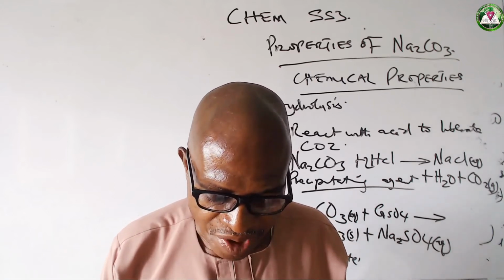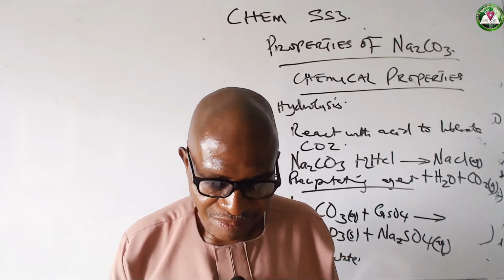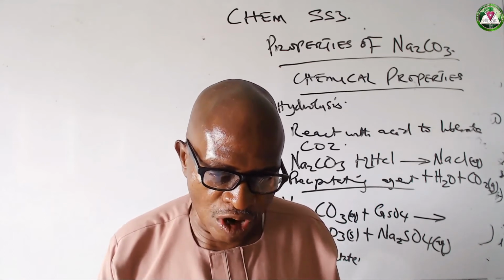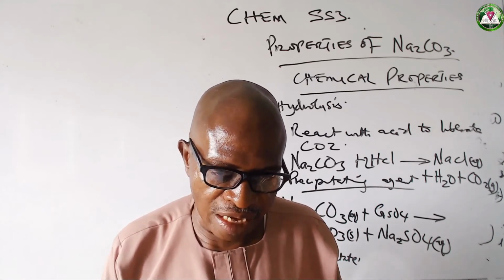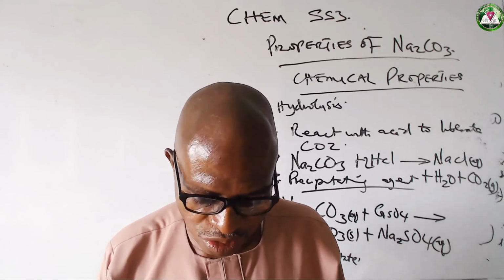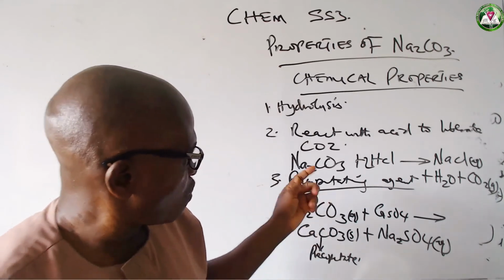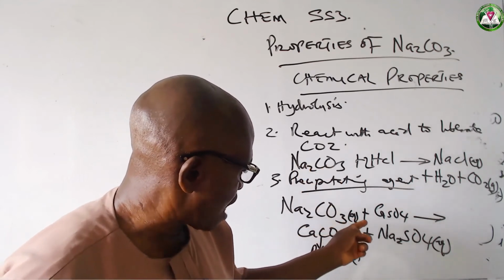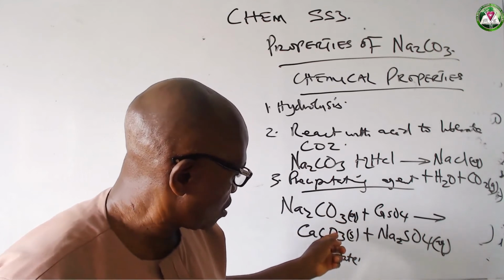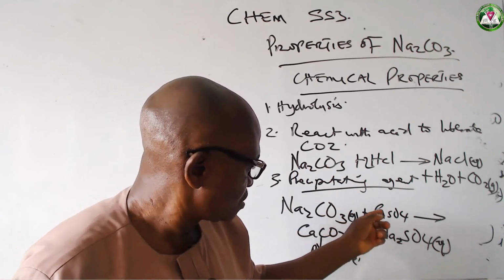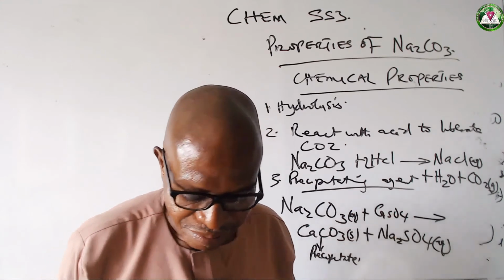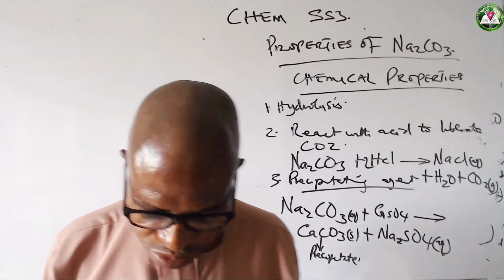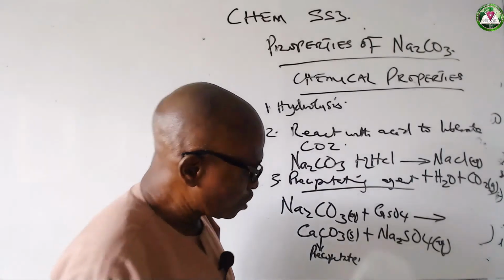All right, the third one is precipitating agent. You can use sodium trioxocarbonate to precipitate another salt from an aqueous salt. And we saw the example where sodium trioxocarbonate 4 is used to precipitate out calcium trioxocarbonate 4 from calcium tetraoxosulfate 6. Therefore, let's look at uses of sodium trioxocarbonate 4. Uses.